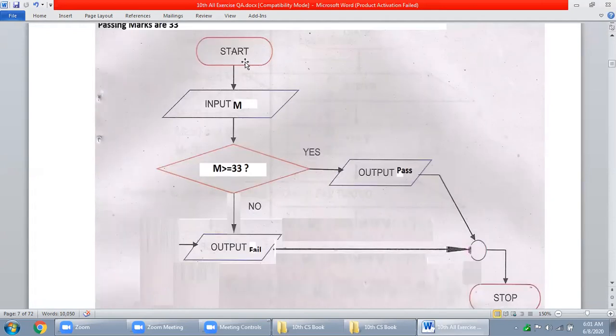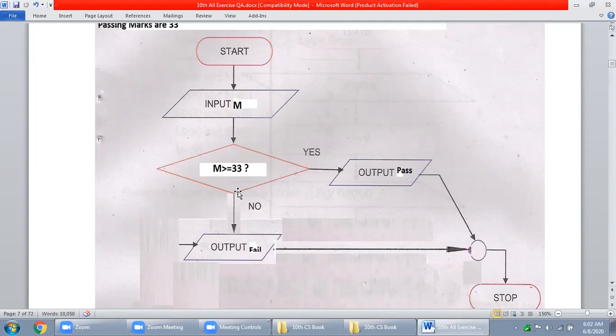What was the first step? In the first step, start. Then we input marks m. On the basis of marks, what we will have to watch over here? This is a new symbol for you. This is called the diamond symbol, and the diamond symbol is used for comparison. Yesterday, I told you the diamond symbol is used for the comparison operator, or relational operator, means less than or equal to.